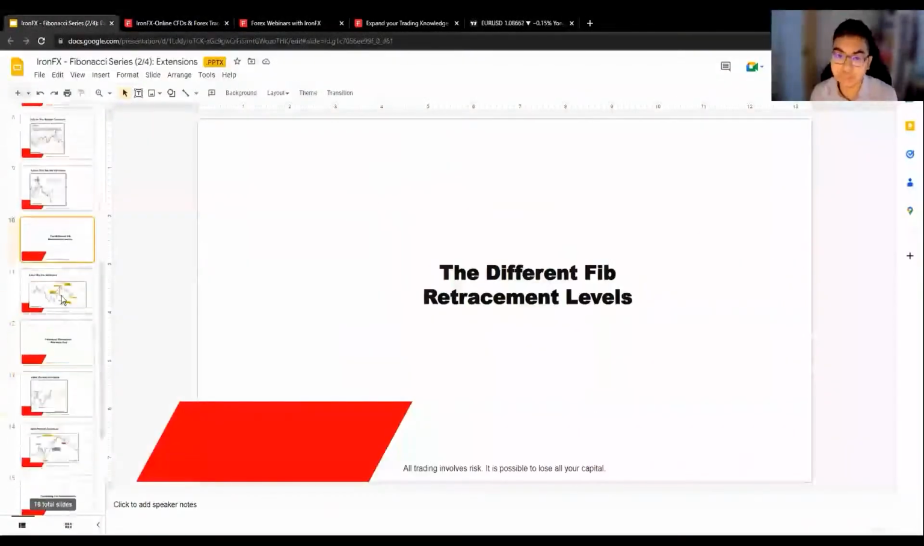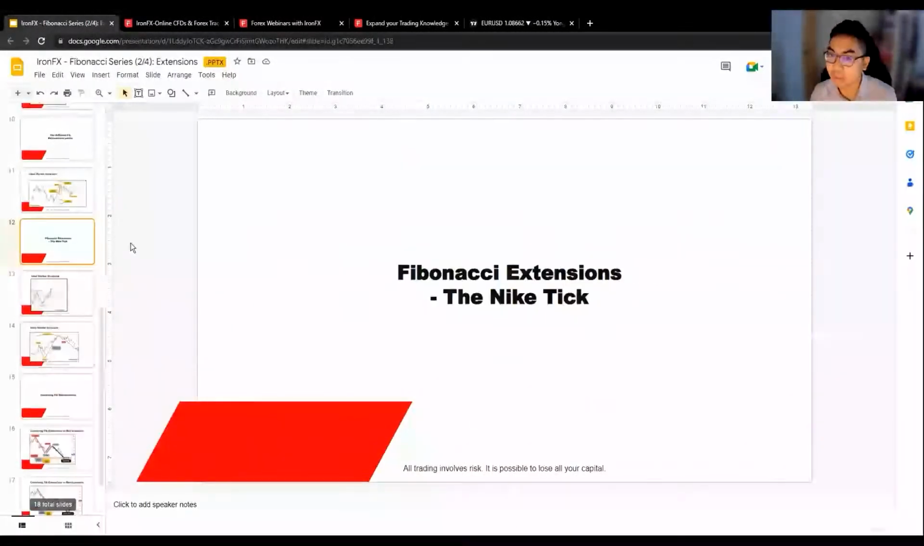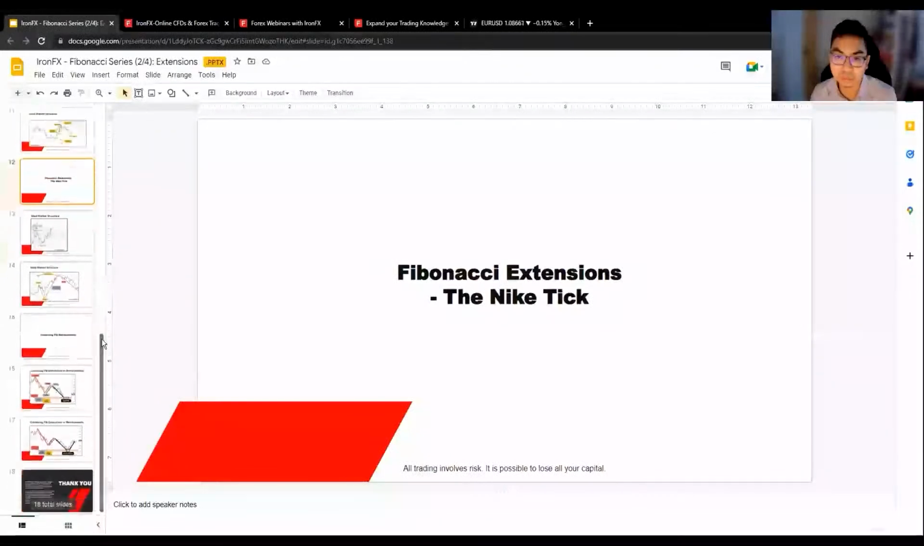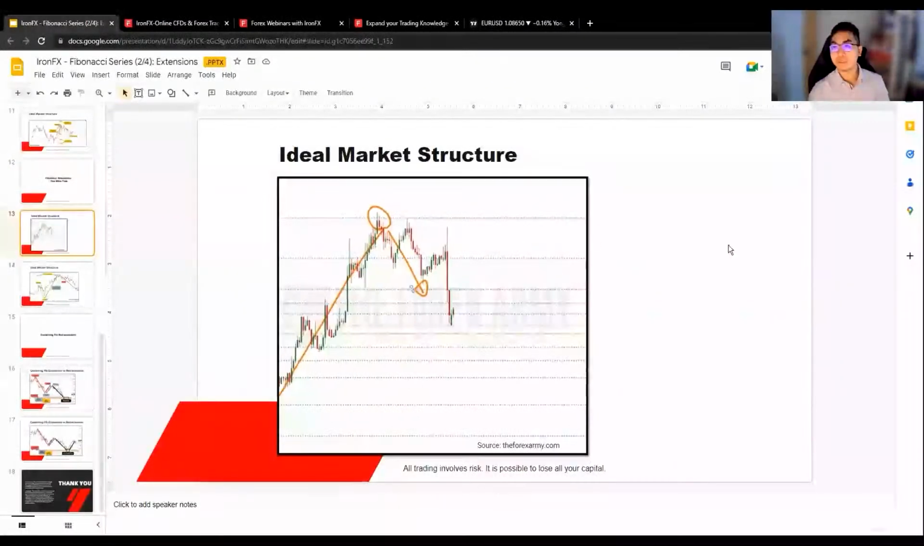Okay, next, moving on. Ideal market structure, I'll show you guys already. Fibonacci extension. Okay, we'll not be going through that because I'm sure many of you guys are new traders. So if I actually show you guys the Nike tick today, it might actually confuse you guys. So there's actually a trading method called the Nike tick.